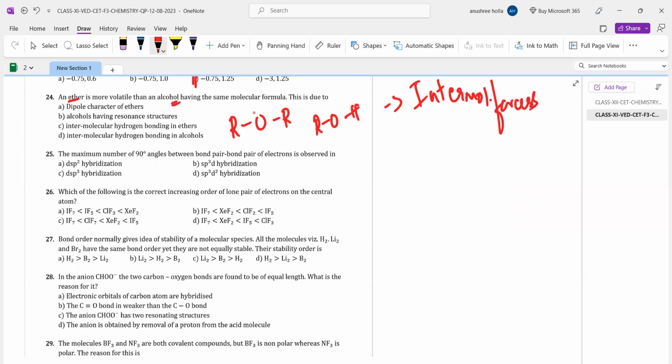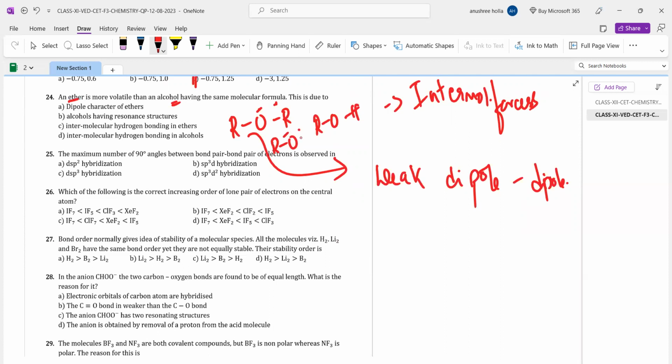In ether, you can only have weak dipole-dipole interaction. Oxygen will be more electronegative than the alkyl group, O minus R plus. In the same way, there will be more molecules, so this negative could be attracted to this positive alkyl group, and this negative can be attracted to another positive alkyl group. So this kind of dipole-dipole interaction we can observe in ether, weak dipole-dipole.